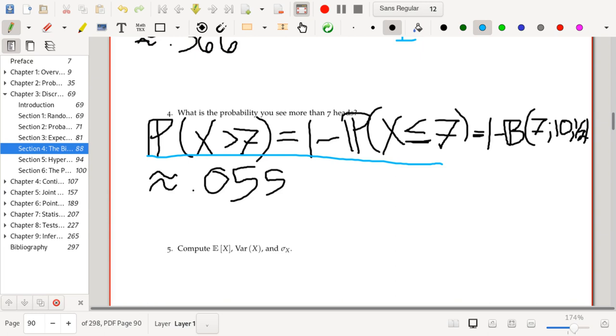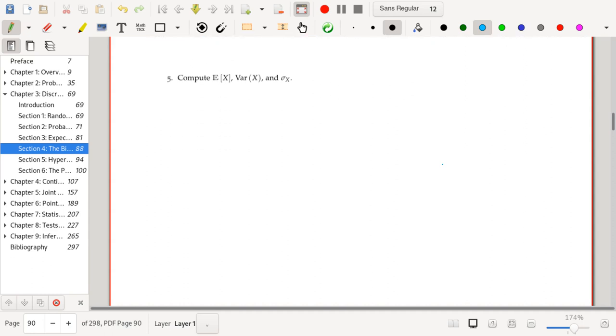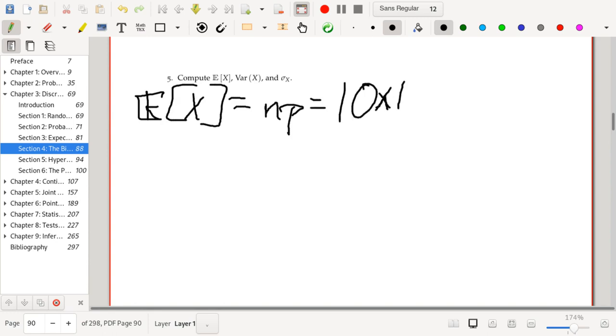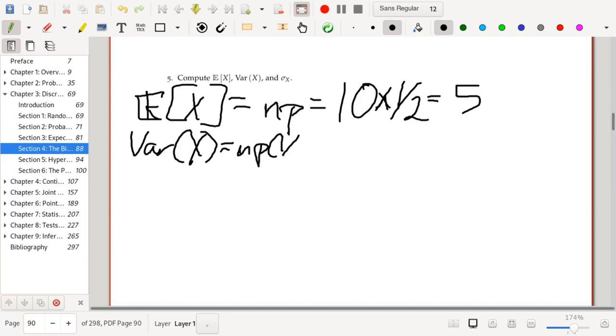Alright. Continuing on. Compute the expected value of x, the variance of x, and the standard deviation of x. The expected value of x is n times p, which is 10 times 1 half, which is equal to 5. Simple enough. The variance of x is n times p times 1 minus p, which is 5 times 1 half, which is 5 halves, or 2.5.